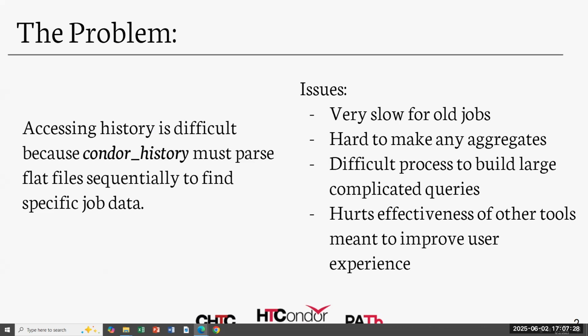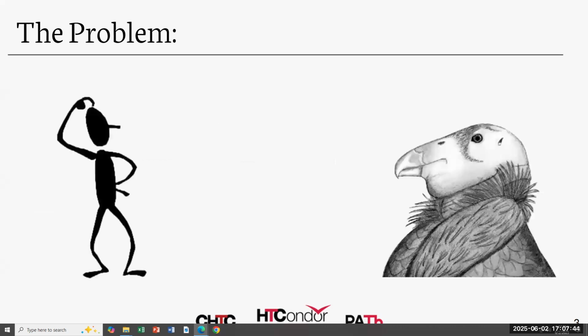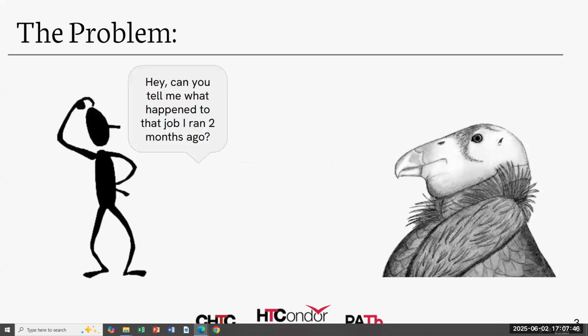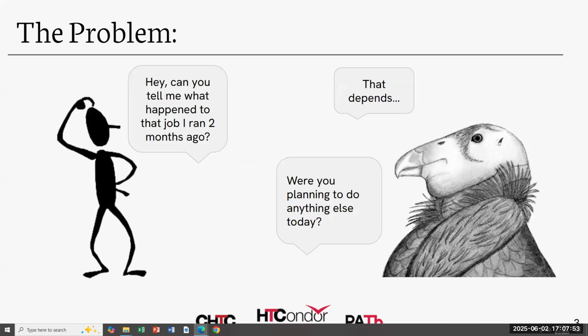If you've ever used the Condor history or ever used our noun-verb tools, i.e. Condor job status, which is kind of meant to deal with these user interface problems, the issue is that if you're using job status for a very old job, it goes back to relying on Condor history and we're back to square one. This leads to a couple of scenarios that might look like this, i.e., hey, can you tell me what happened to the job that I ran 2 months ago? And Condor history says, well, maybe. It might take a really long time for it to give you anything truly effective, which really hinders how well our users can access their own data.